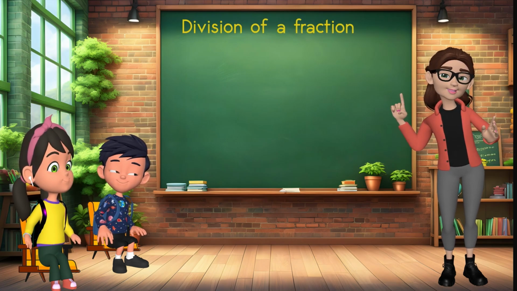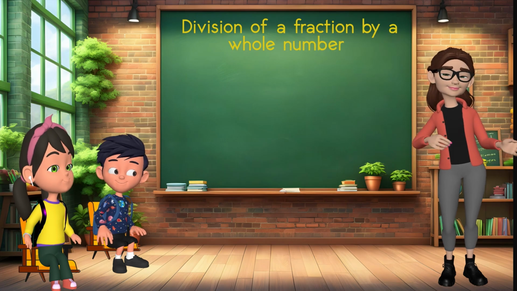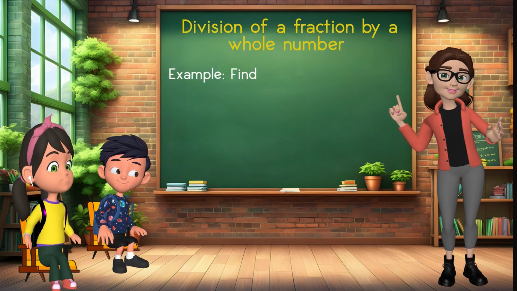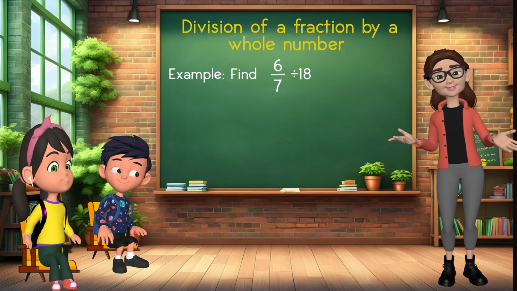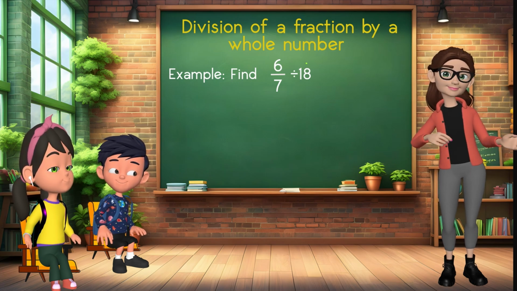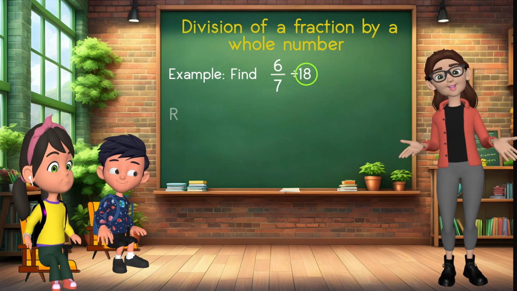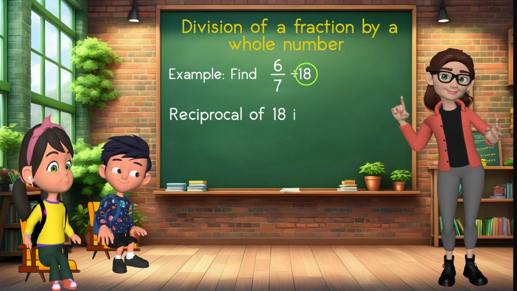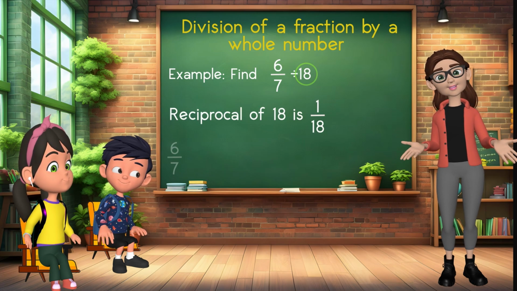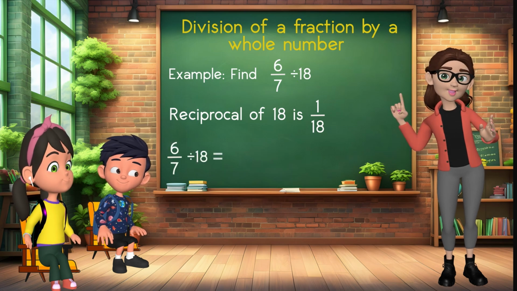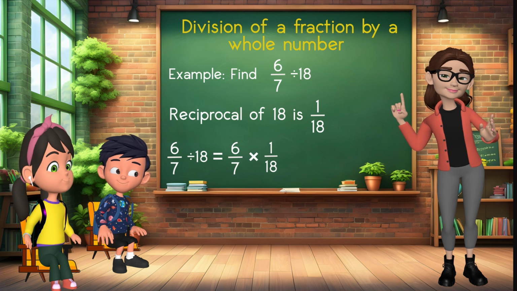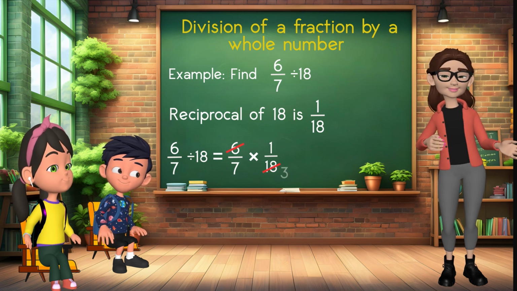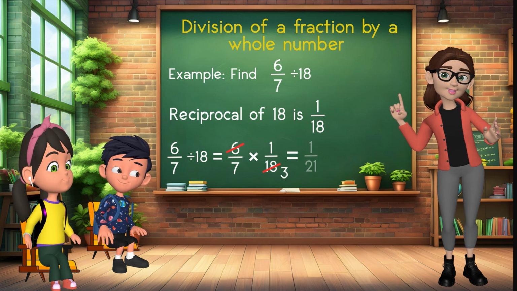Division of a fraction by a whole number. Example: Find 6/7 divided by 18. We need to find the reciprocal of divisor 18. The reciprocal of 18 is 1/18. Now 6/7 divided by 18 is equal to 6/7 multiplied by 1/18. After simplification, we get 1/21.